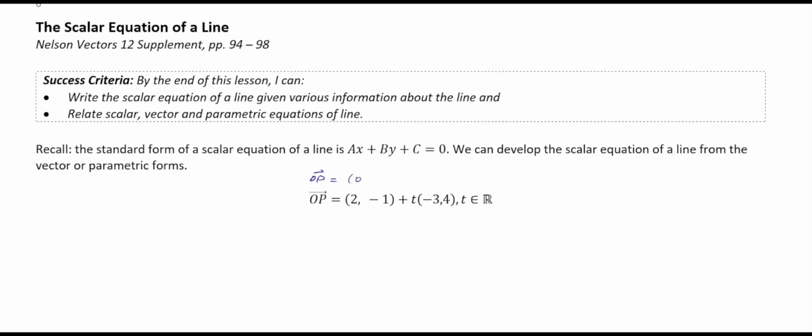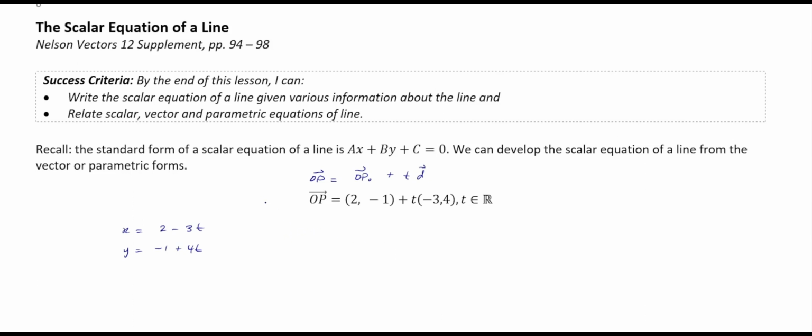Okay, so recall that a vector form is really just this right here, OP is equal to, excuse me, the position vector to a known point on the line plus t times the direction vector. And you can see that we have that right there. Okay, so x is equal to, we'll get the parametric forms, 2 minus 3t, and the y values for any point on the line is -1 plus 4t. Okay, and so those are my parametric equations.